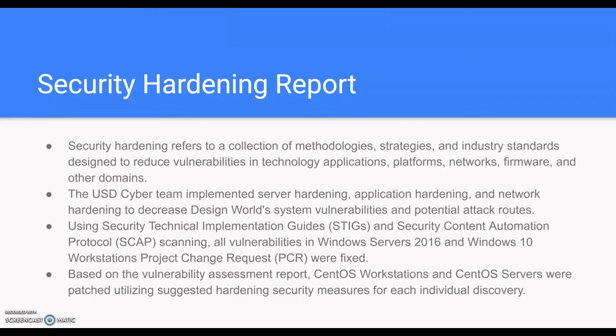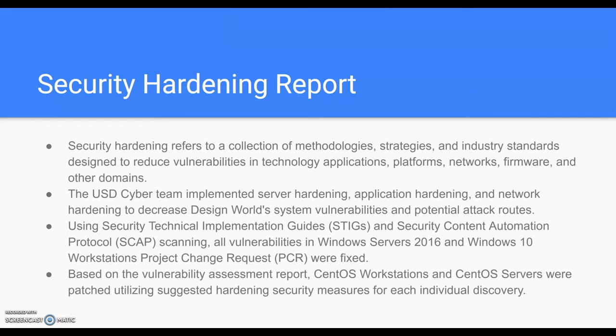To reduce DesignWorld's system vulnerabilities and possible attack channels, the USD Cyber team performed server hardening, application hardening, and network hardening. All vulnerabilities were patched for the Windows Server 2016 and Windows 10 workstations, project change requests, or PCRs, utilizing Security Technical Implementation Guides, STIGs, and Security Content Automation Protocol, SCAP, scanning.